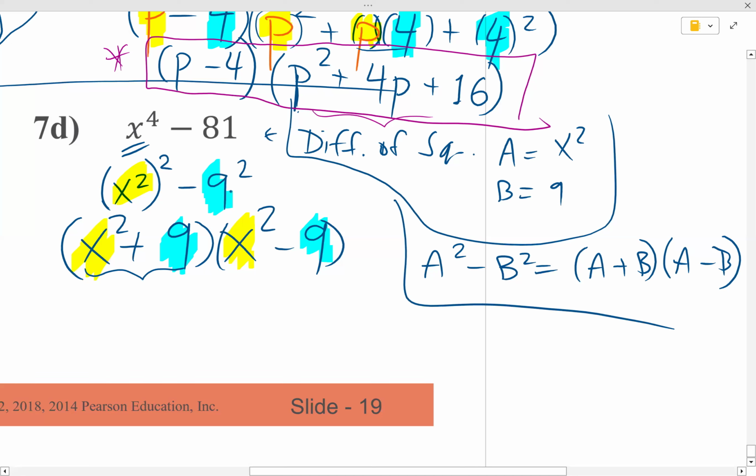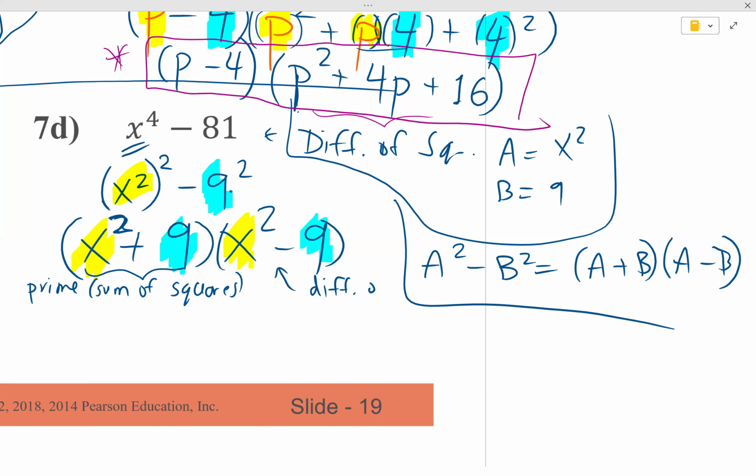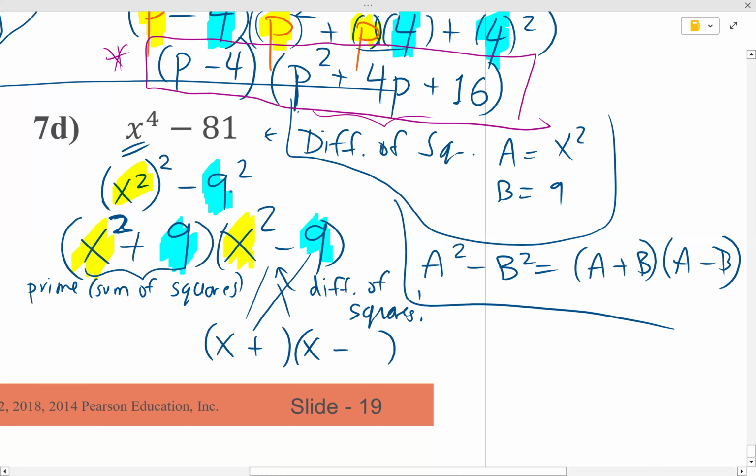This here, this is a sum of squares, which is prime. Sorry, not cubes, sum of squares. Because it's a square, this is a second power. 9 is something to the second power. But this other factor is a difference of squares again. So I could use this formula again on at least this part. Because x squared minus 9, what squared gives you x squared? It would be x and x. And then what squared gives you 9? 3 and 3.